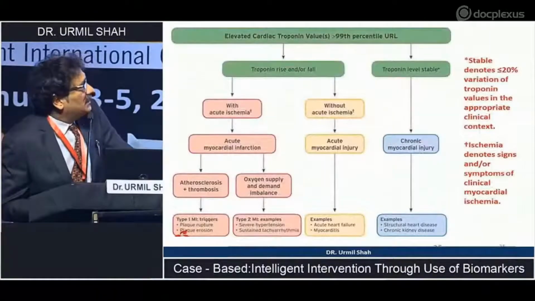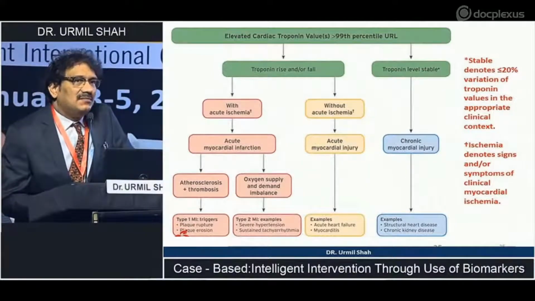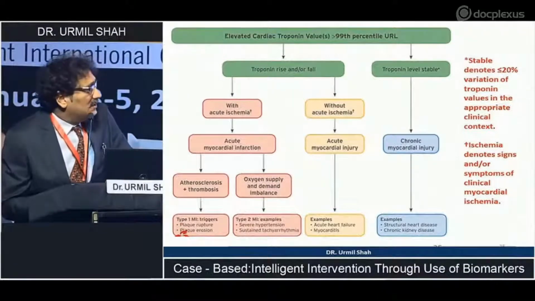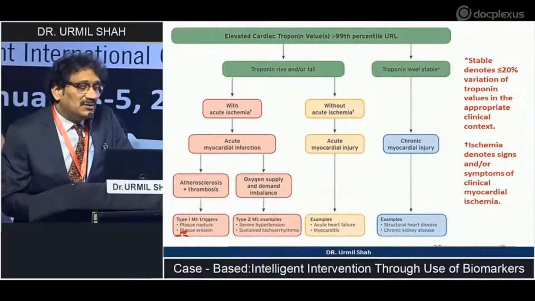So suppose the troponin level is high, more than the 99th percentile, it is called stable when the difference in the follow-up troponin level is less than 20%. And there are conditions like structural heart disease or chronic kidney disease where troponin can be chronically elevated. If troponin rise and fall is there, that means it's an acute injury. If it is without ischemia, then it is primarily because of acute heart failure or myocarditis. If it is associated with ischemia, then it is either a type 1 myocardial infarction or a type 2 myocardial infarction.